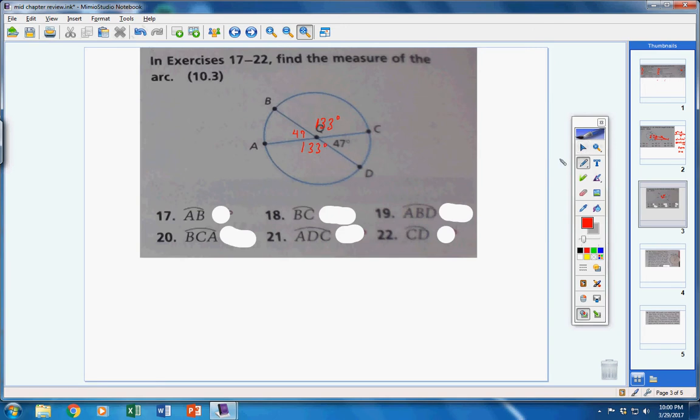Number 17. Find the measure of arc AB. Well, here's arc AB. Its central angle is 47 degrees. So arc AB is 47 degrees.